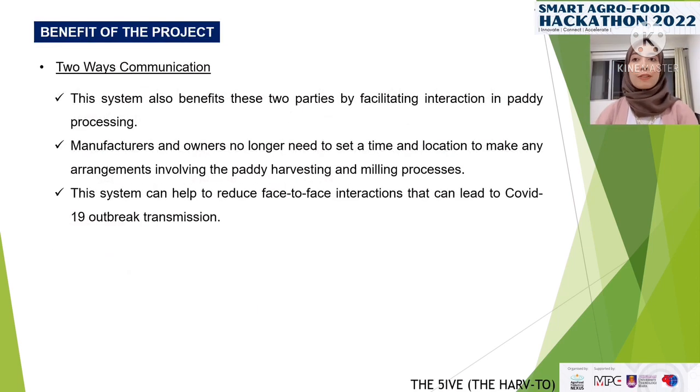The next benefit is two-way communication. This system also benefits these two parties by facilitating interaction in paddy processing. The manufacturer and owner no longer need to set a time and location to make any arrangement involving the paddy harvesting and milling processing. Therefore, this system can help to reduce face-to-face interaction that can lead to COVID-19 spread.